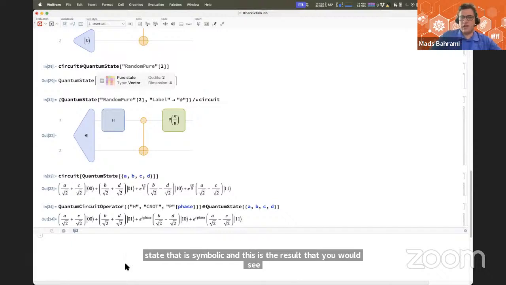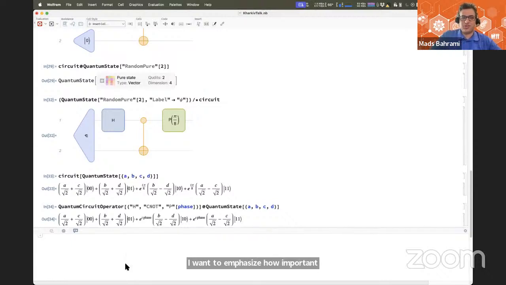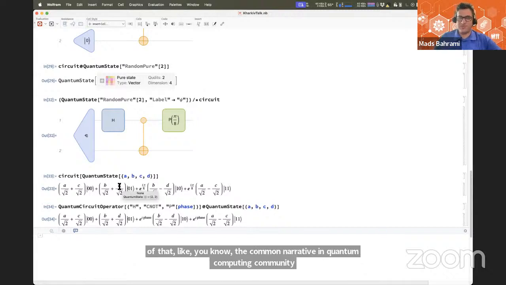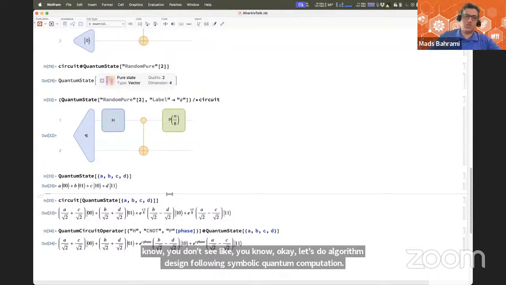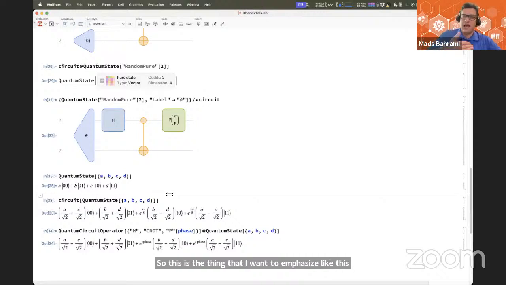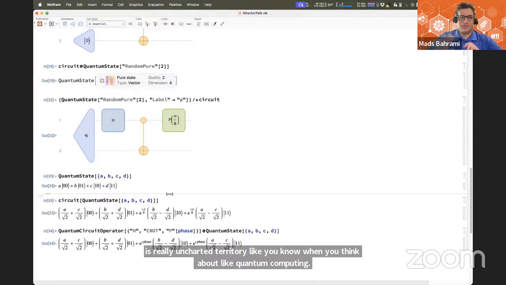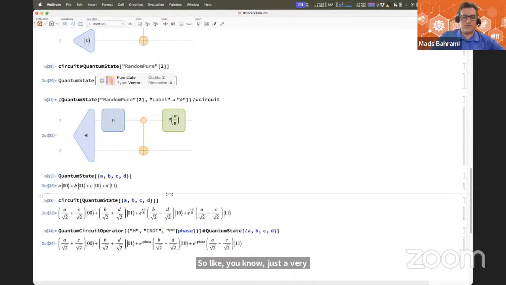I want to emphasize how important this unique feature is, because Mathematica, at least for quantum, is maybe the only platform where you can do symbolic quantum computation. The history of quantum computing has evolved such that most of the tools available from the very beginning did not support symbolic quantum computation. Because of that, the common narrative in the quantum computing community is not based on symbolic quantum computing. For example, in the literature you don't see algorithm design following symbolic quantum computation. So this is really uncharted territory. When you think about quantum computing, how symbolic quantum computing may look is a very interesting topic for future research.